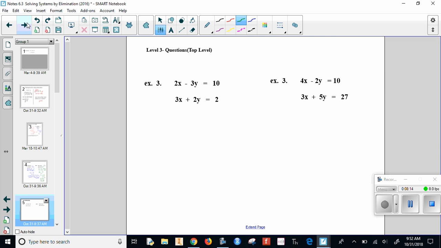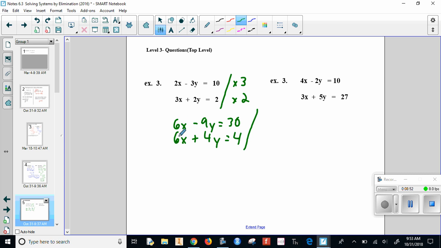Let's move on to level 3. Level 3 questions are going to work pretty much the same, but it's not so easy. I just can't multiply this by a whole number and get a 3. So what we're going to want to do is multiply both of these by something. So if I multiply the top by 3 and the bottom by 2, this first value will be a 6. So I would get 6x minus 9y is equal to 30. And I multiply 2 across here, so I'd have 6x plus 4y is equal to 4.